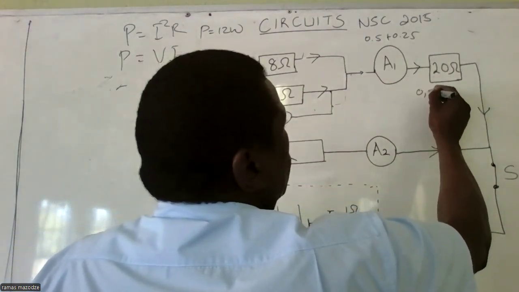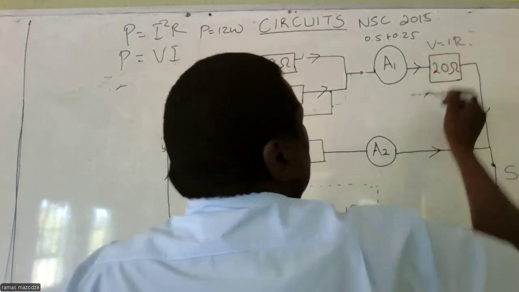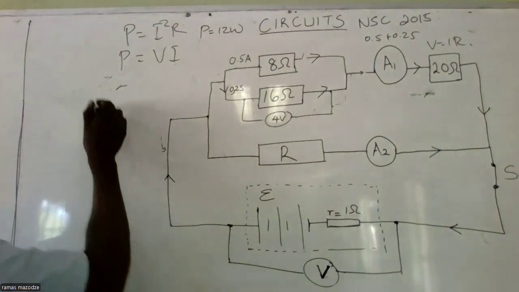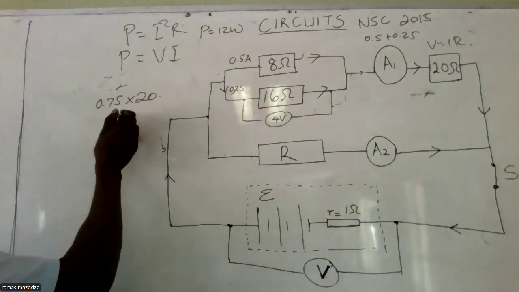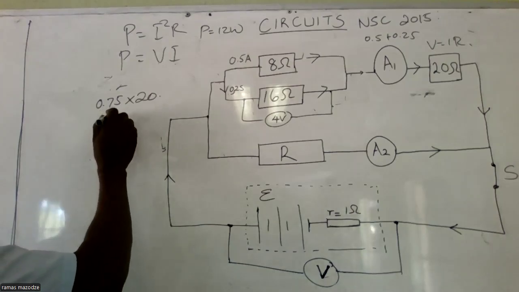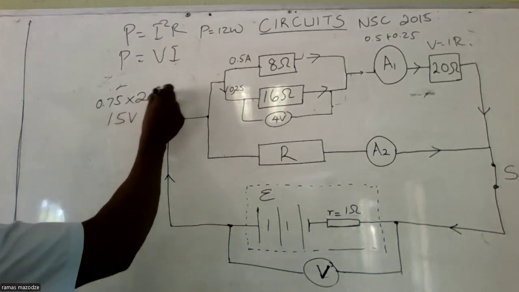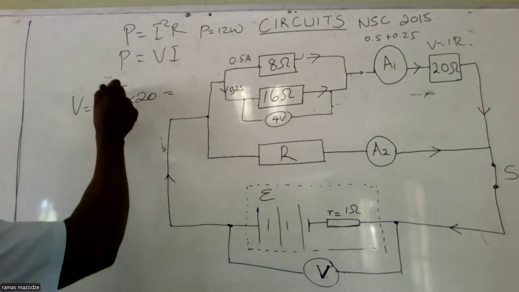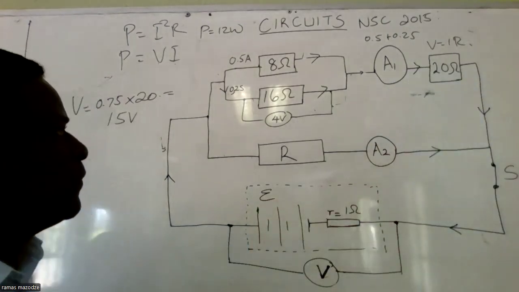So V is equal to IR. So you are going to get 0.75 times 20. It looks like 7.5 times 250 volts, right? So V is equal to IR. Across the 20 ohm resistor there, will give 15 volts there.